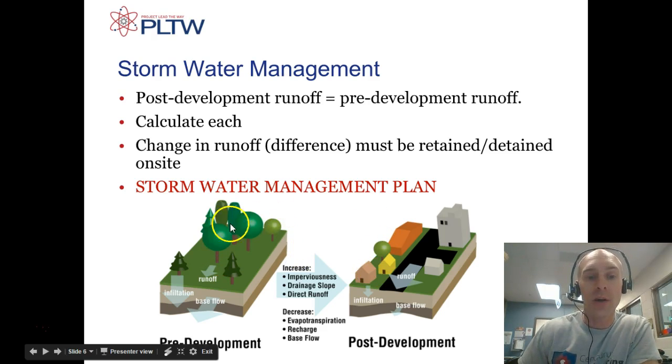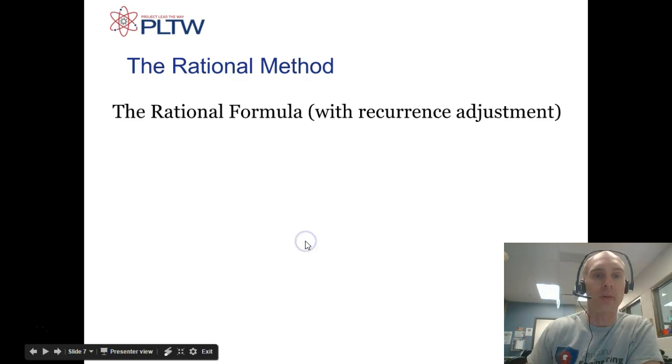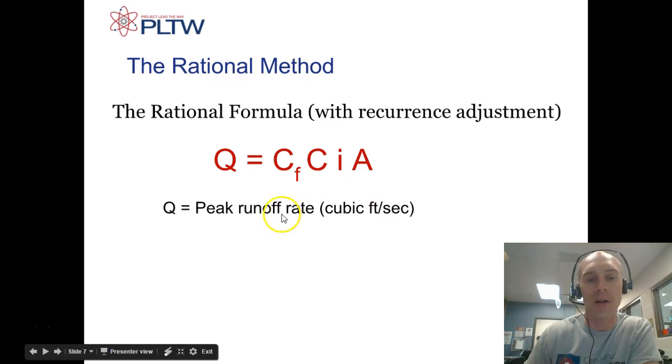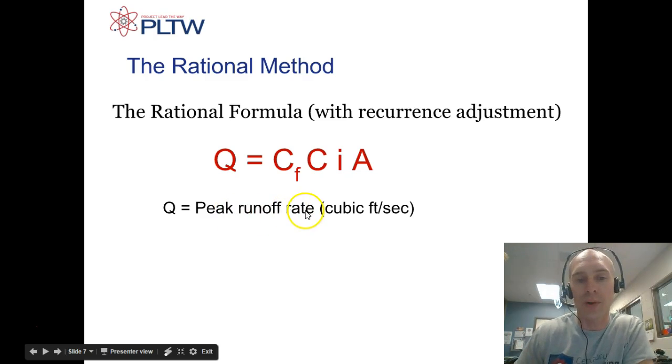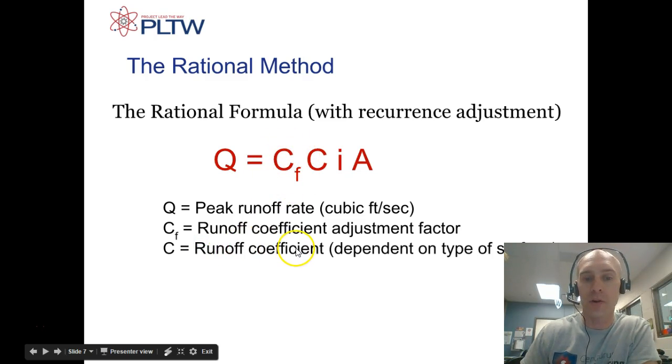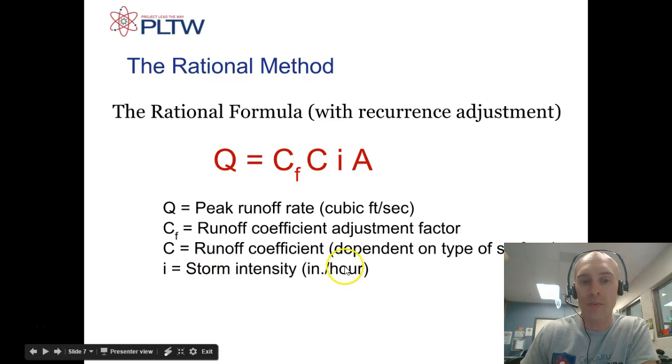When you problem solve, you have to solve for this one first, you have to solve for this one, then you subtract them. All right, so we do that using the rational method, and here's your formula. So you need to write that down, and now I'm going to define what all of them are. So you're solving for Q, the cubic feet per second of what they call peak runoff rate. So that's how much water is running off of that land. CF is a runoff coefficient adjustment factor, and we'll look at a table. So you just find this value in a table. That's an easy one to get. C is a runoff coefficient, and that depends on the surface, another value you find in a table. I is storm intensity per hour, so we need to look that up based on what type of storm we get.